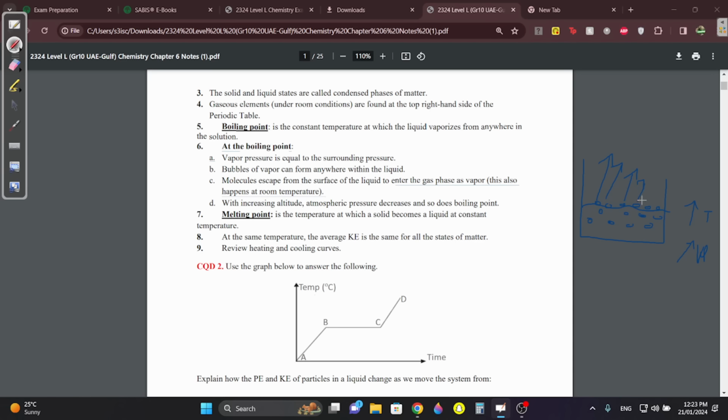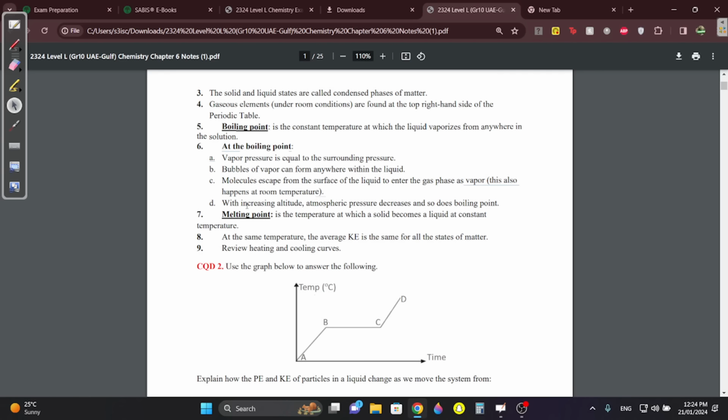You need to know that at the boiling point, the vapor pressure is equal to the surrounding pressure. It should be here somewhere. Yeah, vapor pressure is equal to the surrounding pressure. This is important because it was in the book. I remember reading it. They escape from the surface of the liquid to enter the gas phase. It doesn't have to be at the boiling point, because sometimes you can leave a cup of water and the next day you come, it's gone. So it doesn't have to be at the boiling point. It could also be at room temperature.